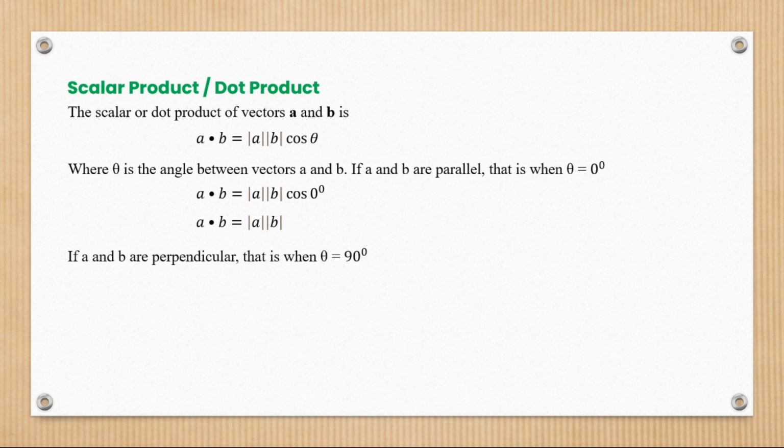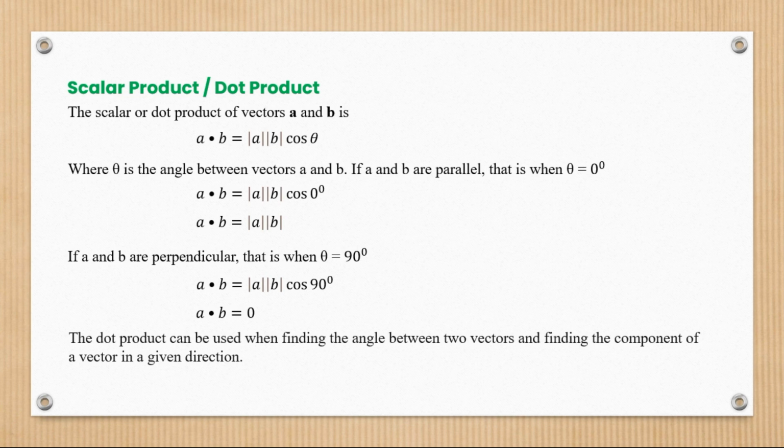Now if the two vectors A and B are perpendicular, that is when theta is 90, we'll have A dot B being equal to the magnitude of A times the magnitude of B cos 90. But cos of 90 is 0. So that means A dot B shall give me 0, because 0 times anything is 0. The dot product is very useful when finding the angle between two vectors, and when finding the component of a vector in a given direction. So this is when we're going to be making use of the scalar product.